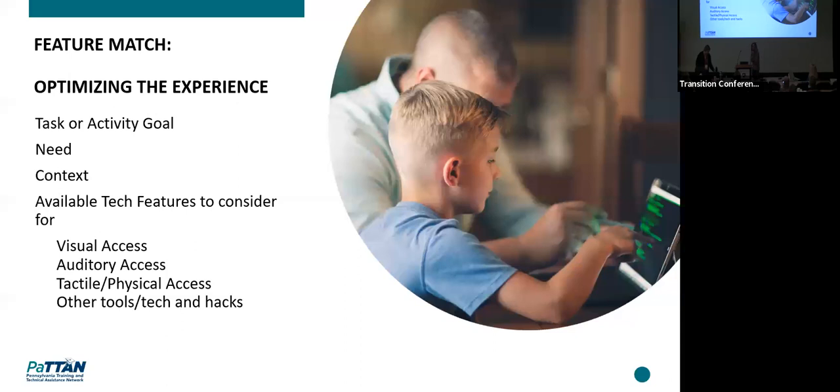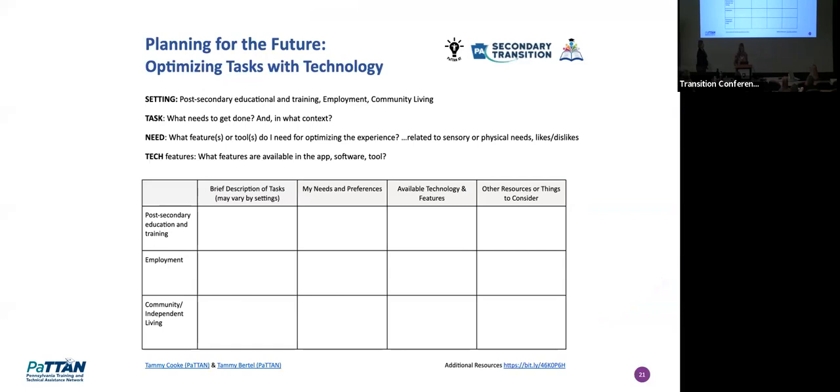So feature matching is the process of considering the features of an item or technology that can be used to optimize the task and increase independence. When we're thinking about how we're doing this, we'll be looking at the task itself. We might be comparing it to what others are doing. Am I doing it equally as well or as independently as others? That's always a measure of success.